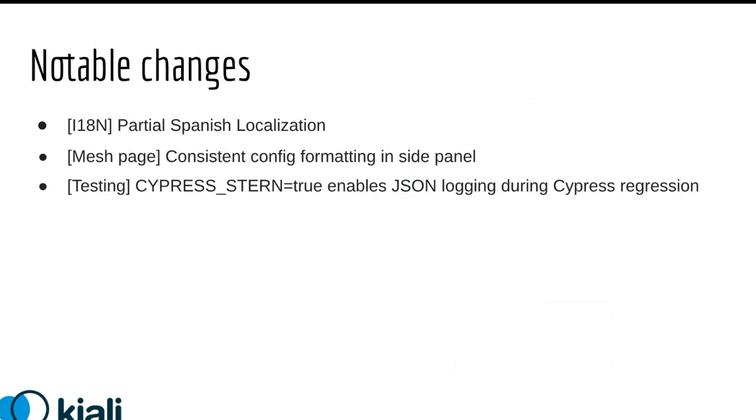Another small improvement to the mesh page, where I mentioned we show config for all the different things that you can click on in the mesh. Like if you're looking at Prometheus, you'll see that config. If you're looking at Kiali, you'll see that config. We had a variety of formats for that config, and now we've basically consolidated them into a single consistent YAML format from side panel to side panel.